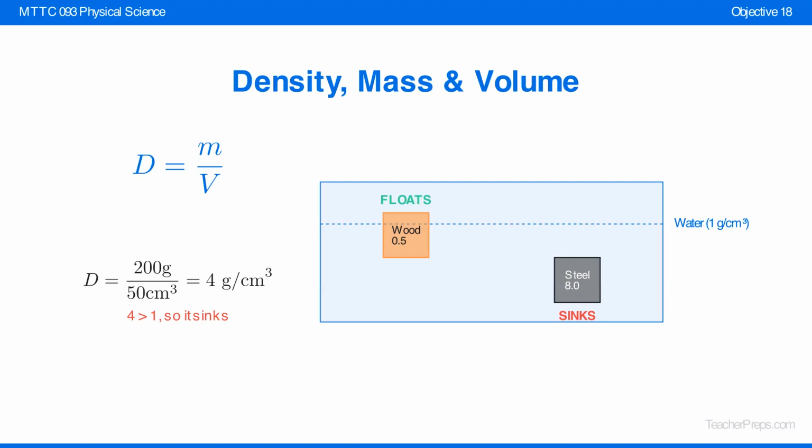Wood floats because its density is about 0.5 grams per cubic centimeter. And even though ships are made of steel, which is very dense, the overall density of the ship, including all the air inside, is less than water, so it floats.